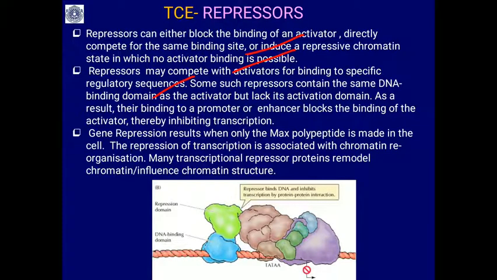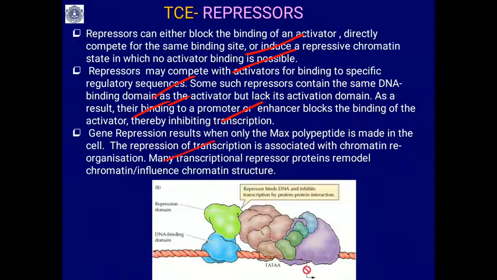A repressor may compete with the activators for the binding of a specific regulatory sequence. Such a repressor contains the same DNA binding domain as the activator, so that the activator cannot now make contact with the promoter, so inhibiting the transcription.